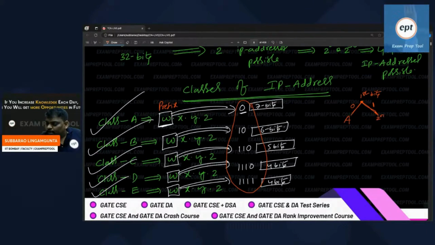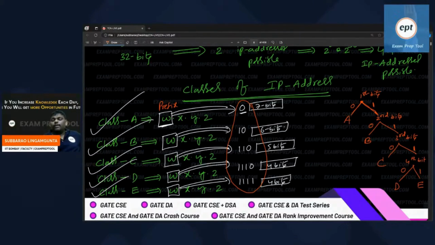Now you have to see the second bit. If the second bit is 0, then B. If the second bit is 1, then you have to see the third bit. If the third bit is 0, then C. If the third bit is 1, you have to see the fourth bit. If the fourth bit is 0, then D. If the fourth bit is 1, E. This is the way they have given it.